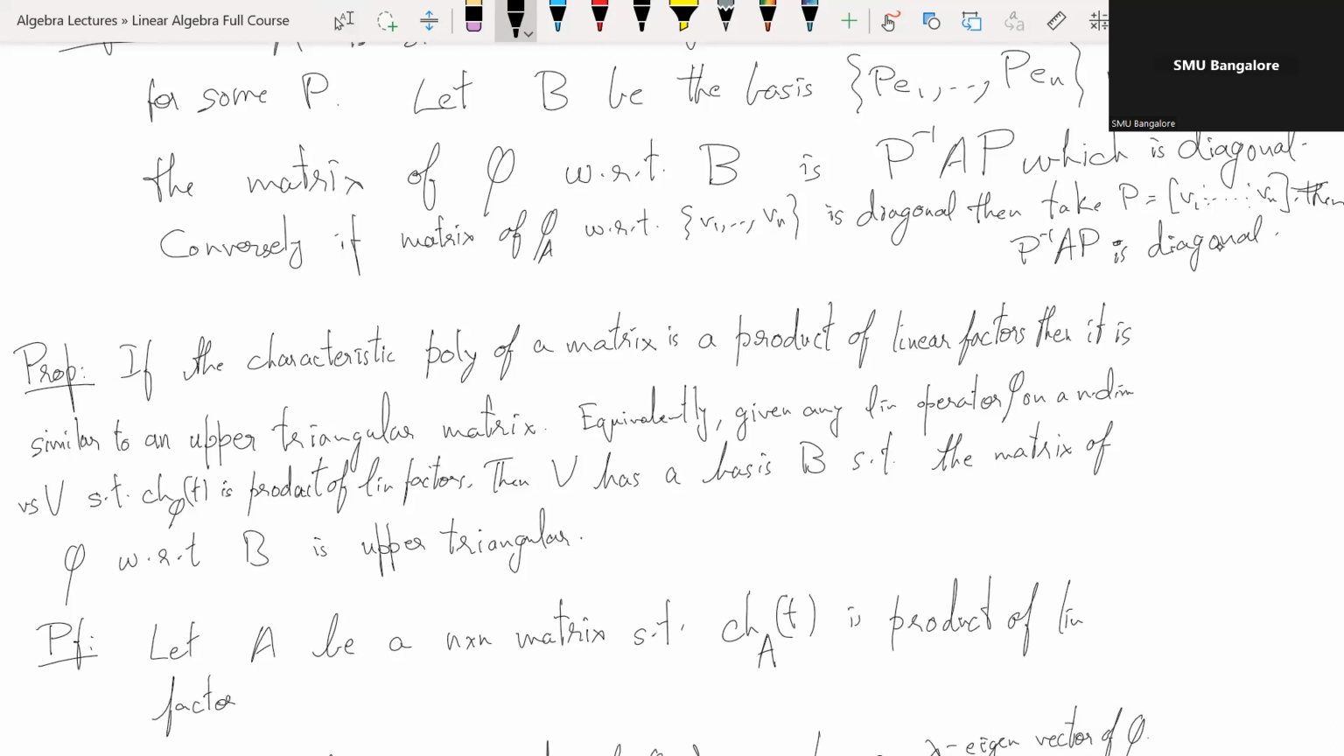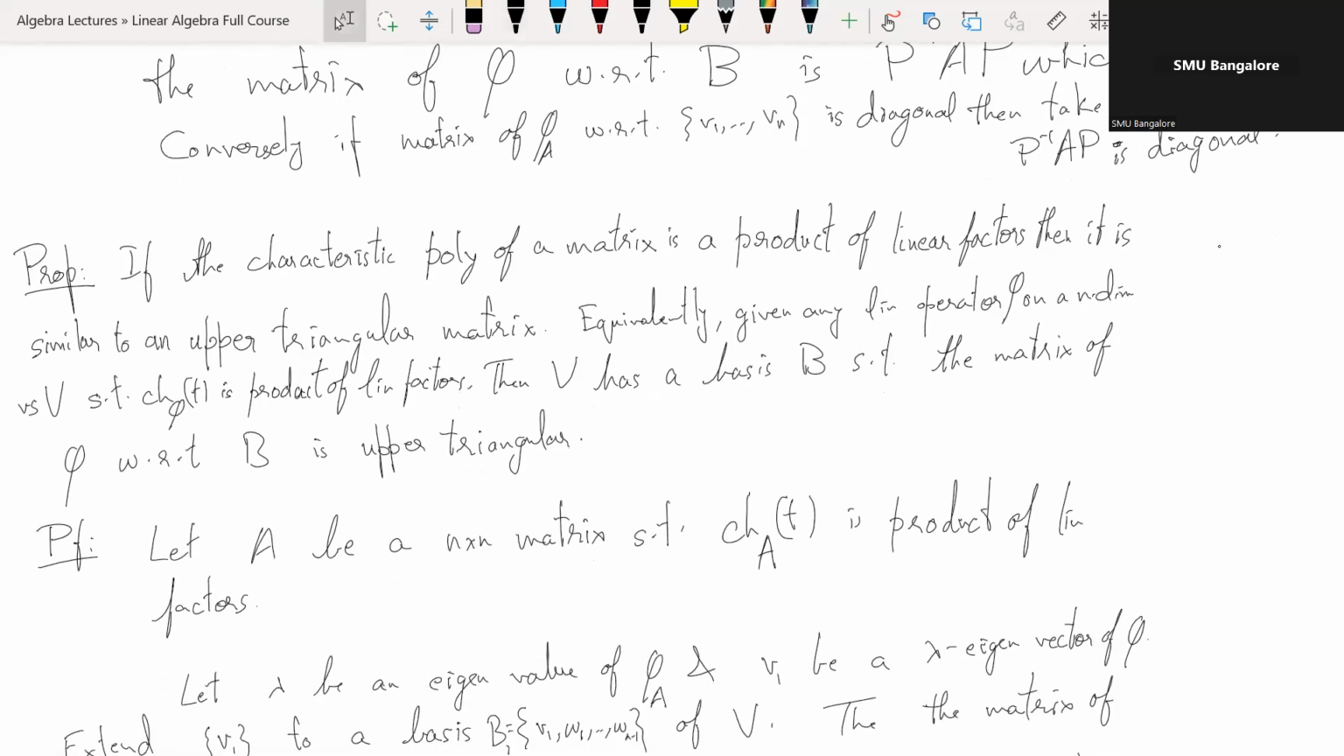Okay, so once you have that the characteristic polynomial is a product of linear factors, that means it has at least one eigenvalue. Maybe to fix notation, let phi_A be the associated linear map, so that we can use A and phi_A interchangeably. It is the associated linear map from F^n to F^n, sending v to Av. So let lambda be an eigenvalue of phi_A and v1 be a lambda-eigenvector of phi_A.